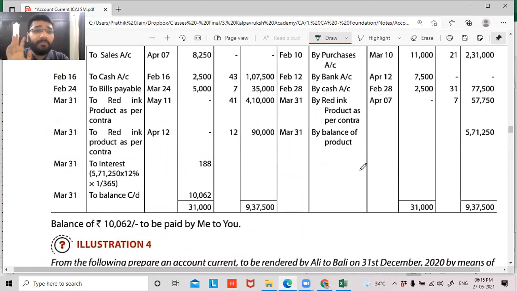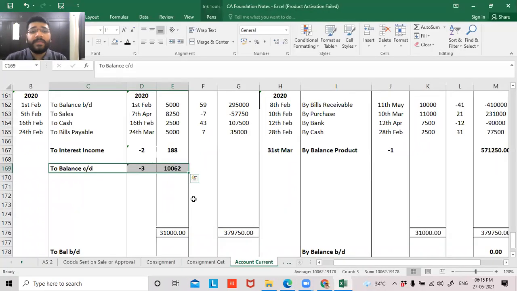First, let me be very clear with what I have done on the whiteboard. Guys, the balance carried down is 10,062 rupees. Exactly, it is matching. Yes or no?